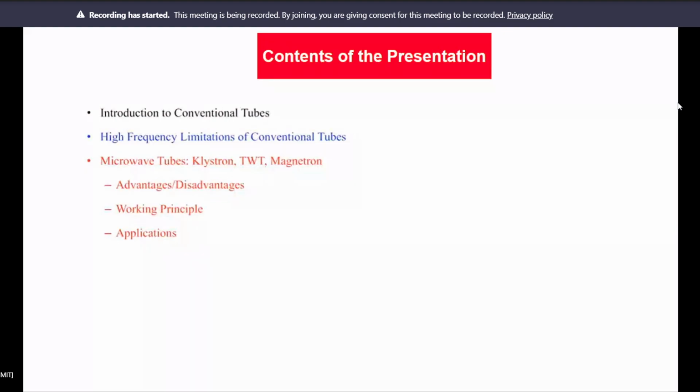So in this class, we will study the introduction to conventional tubes, then the high frequency limitations of conventional tubes. Then I will be discussing the magnetron, klystron, and all these things. All these tubes' advantages, disadvantages, working principle and applications will be discussed in this particular class. So today's class is very important and it will be a bit conceptual. So without wasting time, let us begin today's lecture.